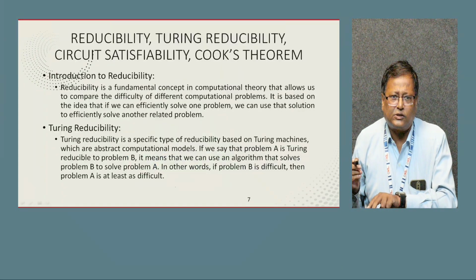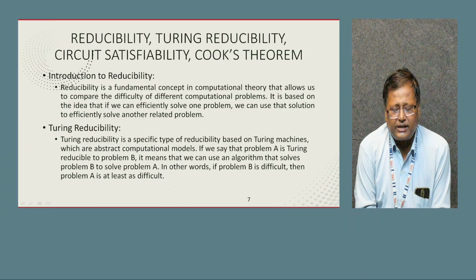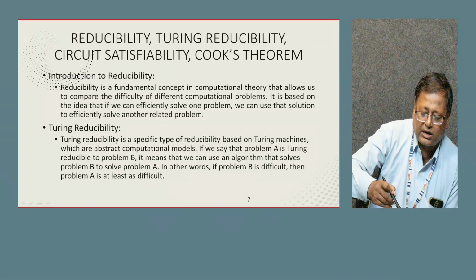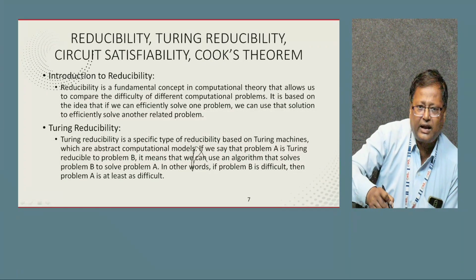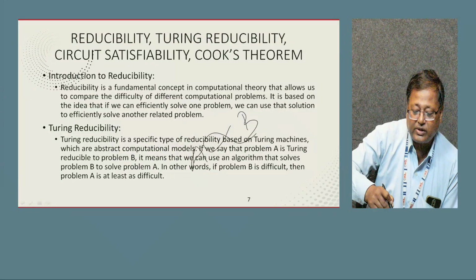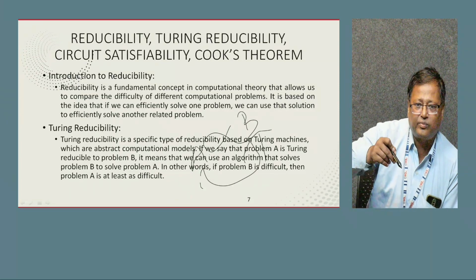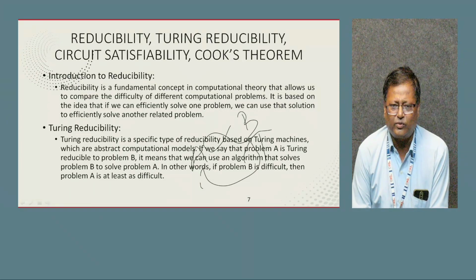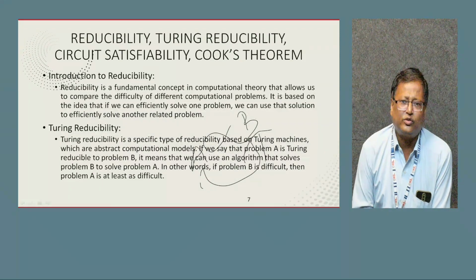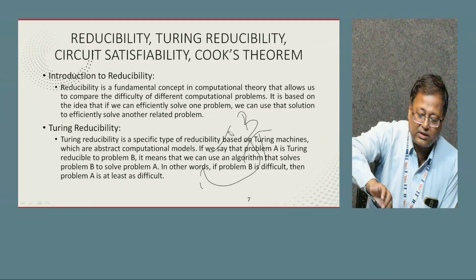Next is reducibility and Turing reducibility, circuit satisfiability, and also Cook's theorem. Reducibility means suppose a problem A is given and A is reducible to B. It means if we have a deterministic algorithm that gives a solution for B, then we can also find the solution of A using that algorithm. That type is known as reducibility.